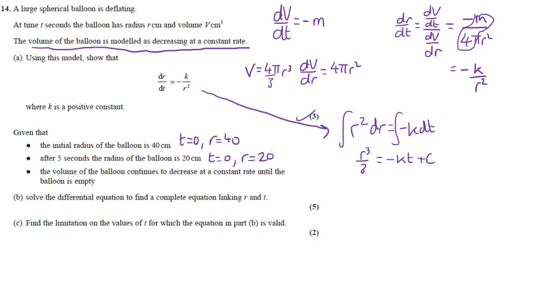So if we use our boundary conditions, let's use this one first. The second boundary condition should be t equals 5. I don't know why I wrote 0 there. So t equals 0, r equals 40. So we got 40 cubed over 3 is equal to c. Okay, so we get that straight away. So c is equal to 64,000 over 3.